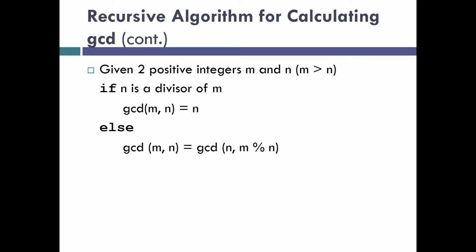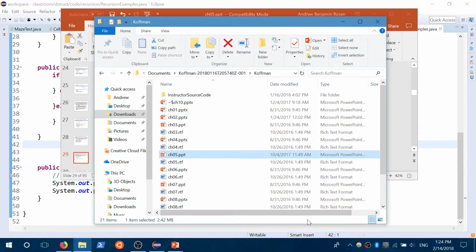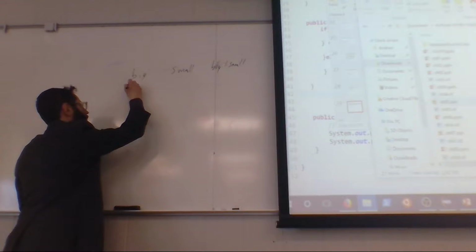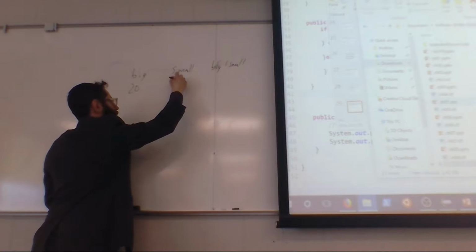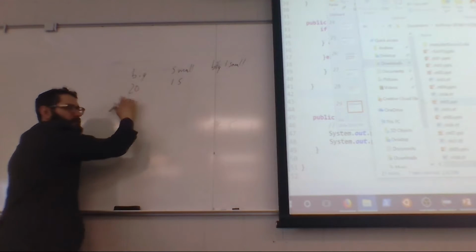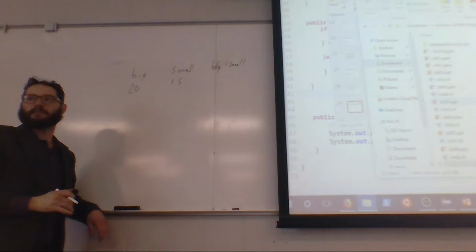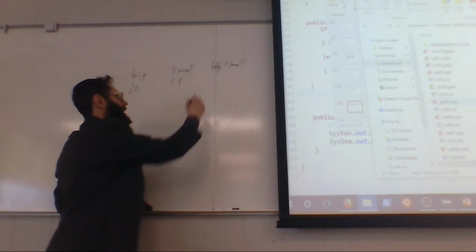So I'm just going to make a table over here: big, small, and big mod small. So we've got big, small, and big mod small. Let's go with 20 and 15 for our first example. Does small evenly divide this number? No, it does not. So we'll calculate what big mod small is.